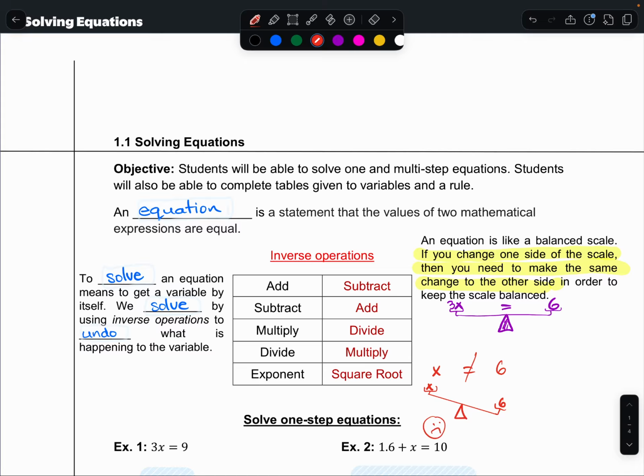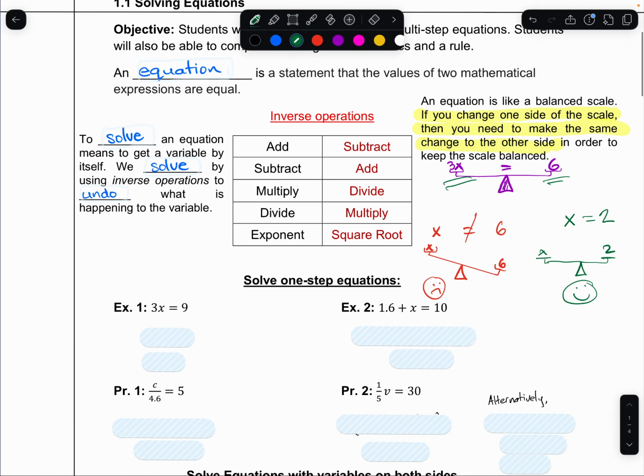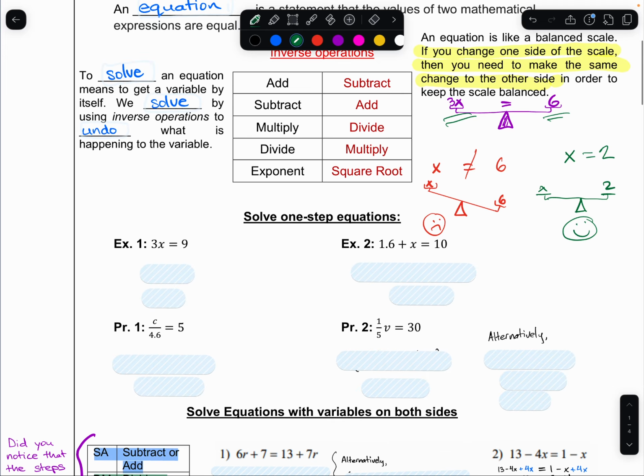Don't do that. Instead, if you're going to divide the left side by 3 to get x, then you need to do the same thing to the right side. So what's 6 divided by 3? It's 2. And by doing that, you have kept your scale balanced. We have x and 2. And that's good. We want to do that. So keep your scale balanced by doing the same thing to both the left and the right side of the equal sign. Let's try that in example 1 here.